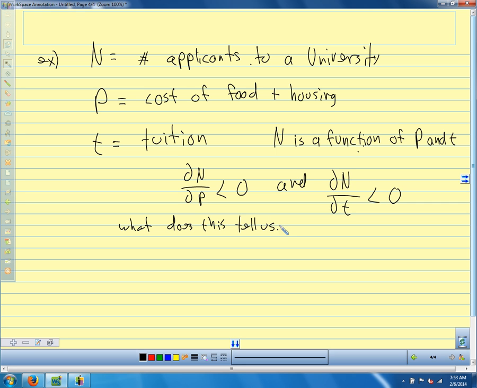So we have this function and we have these partial derivatives that are less than 0. So what does that tell us? How do we interpret these results? Max says the maximum number of applicants is when you don't have to pay.